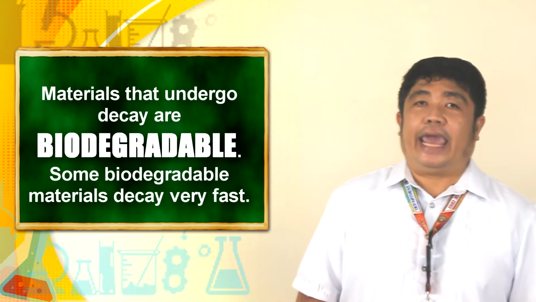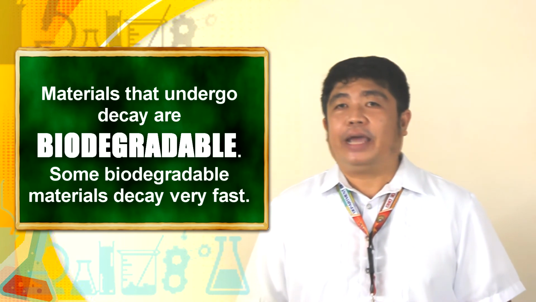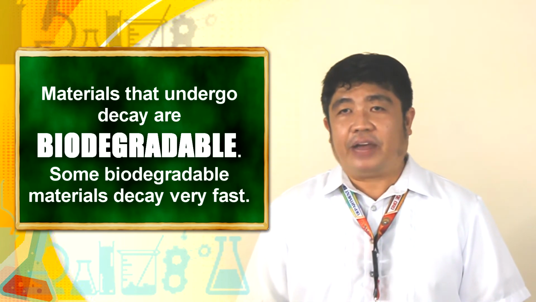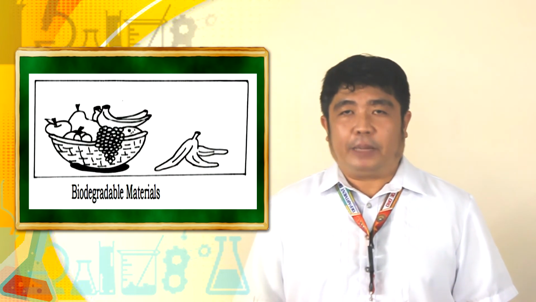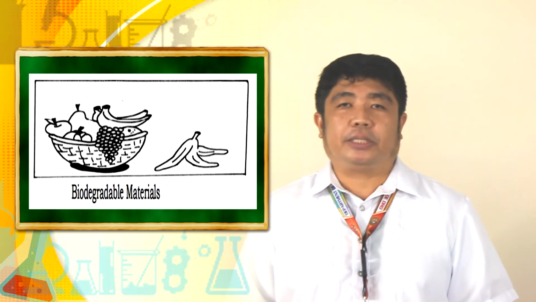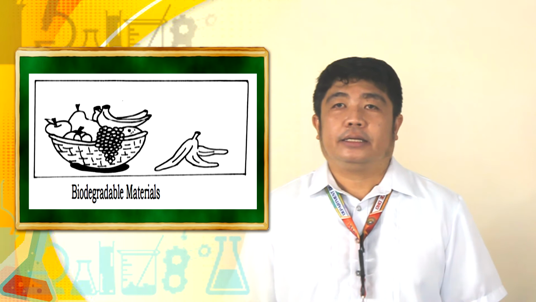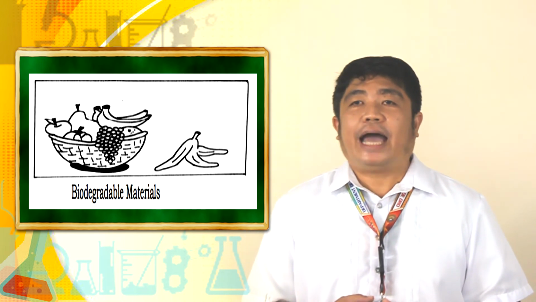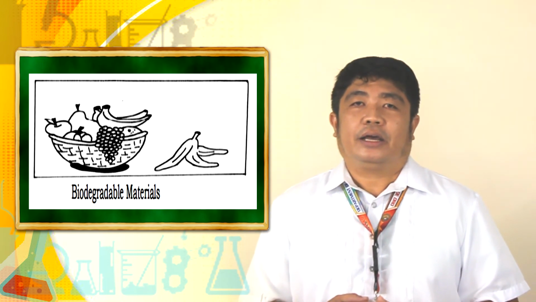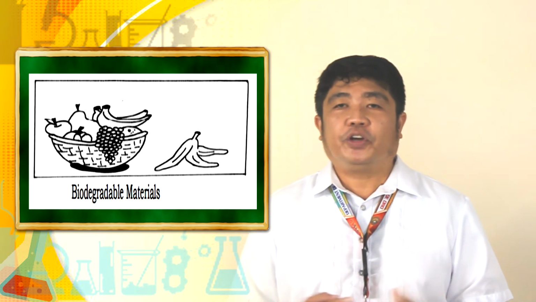Materials that undergo decay are biodegradable. Some biodegradable materials decay very fast. These include fruit peelings, seeds, stems of fruits, and vegetables. Your kitchen might be the biggest source of organic waste. Create compost to naturally generate fertilizers for your garden.